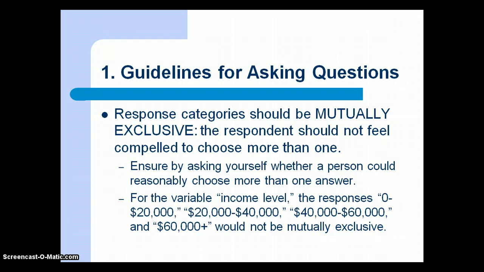So if you have, again, a question about income level, and your answer choices are 0 to 20,000, 20,000 to 40,000, 40,000 to 60,000, look at the overlap here. If you have these answer choices, would someone who makes $20,000 check off the first response, 0 to 20,000, or the second response, 20,000 to 40,000? Both apply, because you have 20,000 in both. Same with the 40,000, same with the 60,000. You can't do that. Those are not mutually exclusive responses because they overlap.